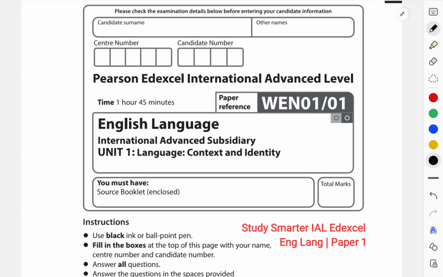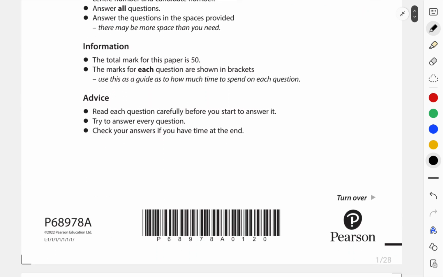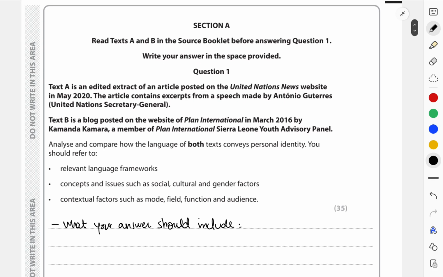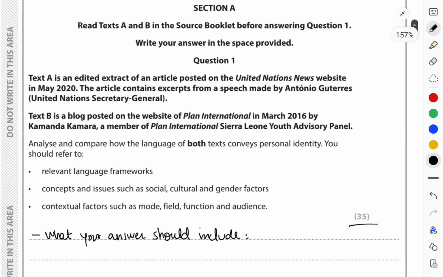In this video, I'm going to do a quick overview of IAL English Language Unit 1. So we're basically going to go through a past paper here. Paper 1, Context and Identity, comprises two sections, like paper 2: Section A and Section B. Section A carries 35 marks, and that makes up 70% of your AS English grade. The rest of the 30% comes from Section B, which is 15 marks.